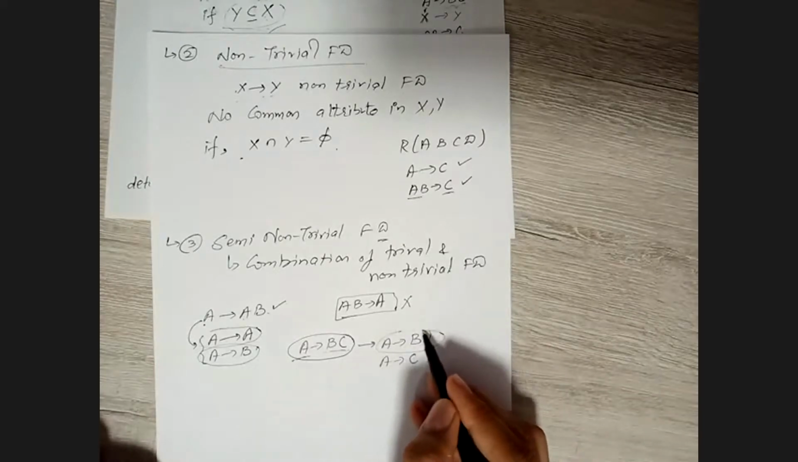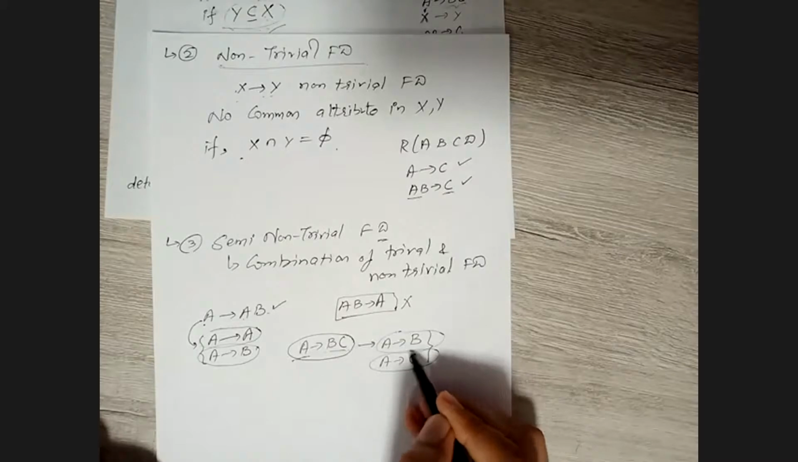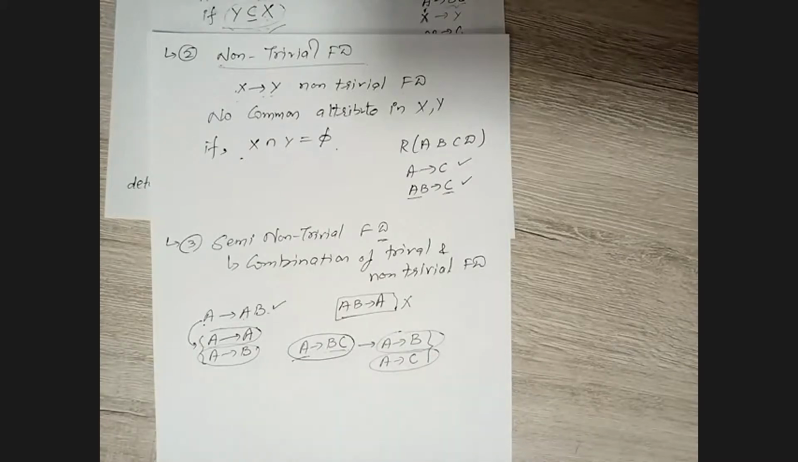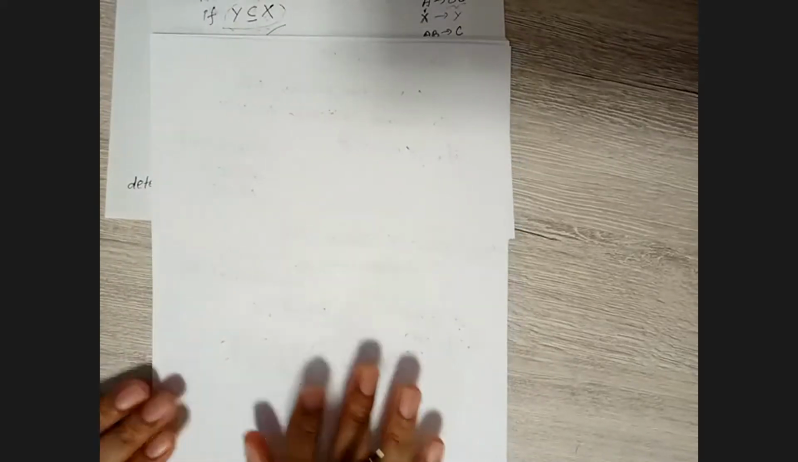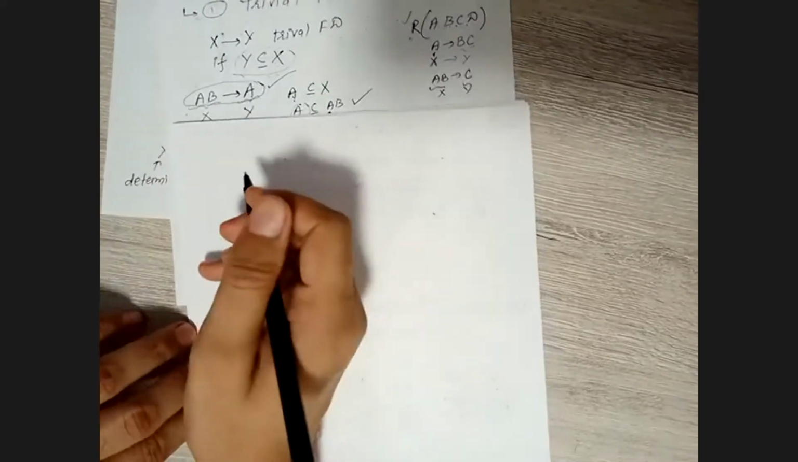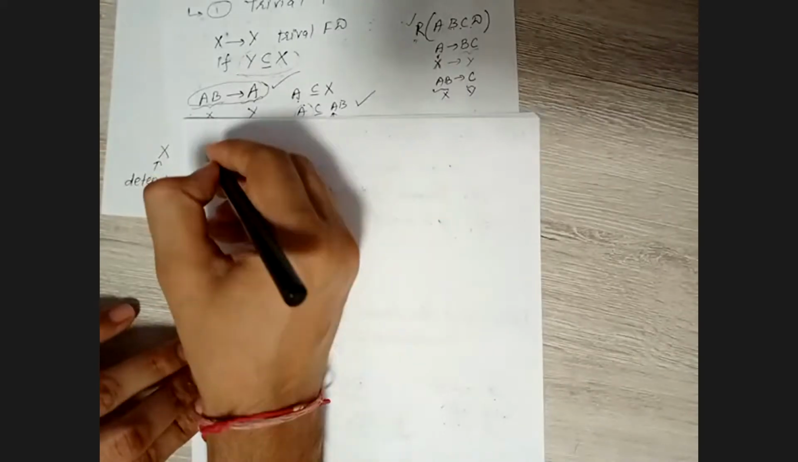Each of them has nothing common on X and Y, right? Okay. So this is the split rule of Armstrong's axioms basically. Okay, so let's do that. It's very short, we'll finish up in 5 minutes. That is called Armstrong's rules over functional dependency.